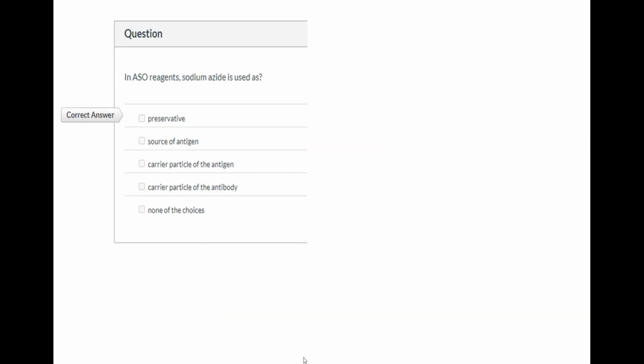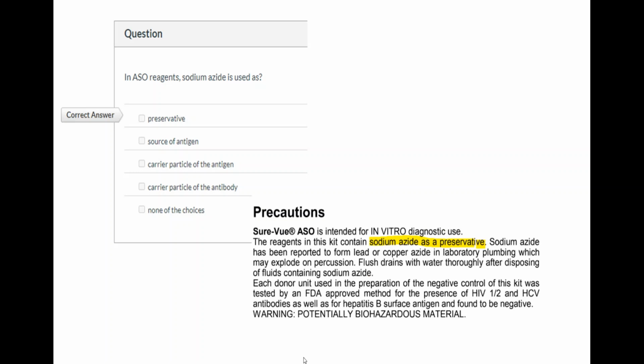In the ASO reagent, sodium azide is used as a preservative. I have included this in your reading assignment. Again, the source of antigen for ASO testing is streptolysin O antigen coating latex particles. Okay? The latex particles will act as a carrier of the antigen. Sodium azide is not the carrier of the antigen, it is the latex particle that acts as carrier of the antigen.